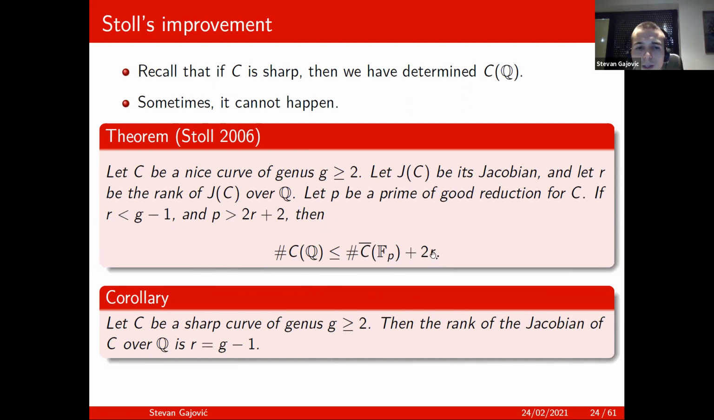And as a corollary, we have a nice statement about sharp curves of genus at least 2. Then the rank of its Jacobian is exactly g minus 1, because a priori we know that it is only less than g, but if it is strictly less than g minus 1, then this bound will be violated. And it's not possible. So we conclude that r will be exactly g minus 1.